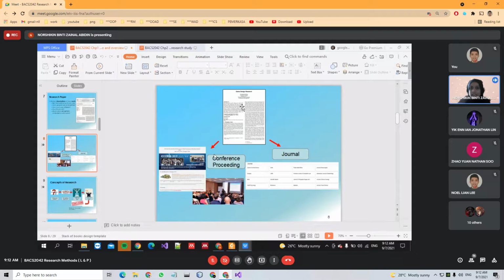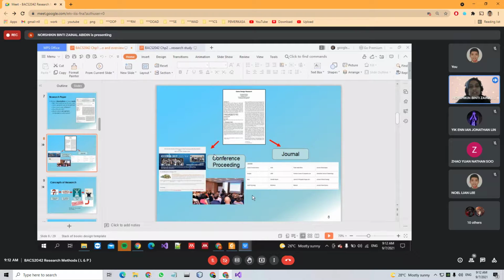After you finish writing your research paper, usually people do a conference proceeding. A conference proceeding is like a presentation on your research and your research paper. For example, first you do your assignment, right? After you do your assignment, you need to write a report. After you finish your report, your lecturer asks you to go and present to your class.